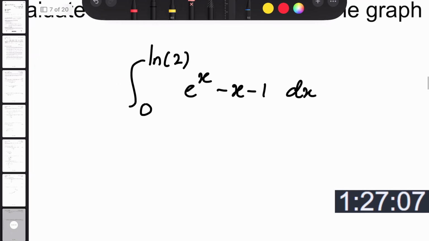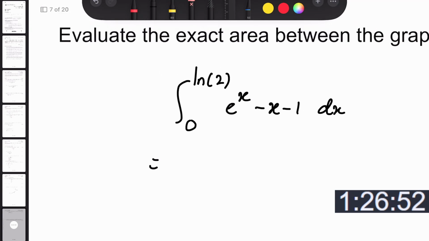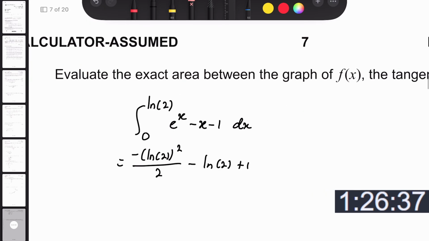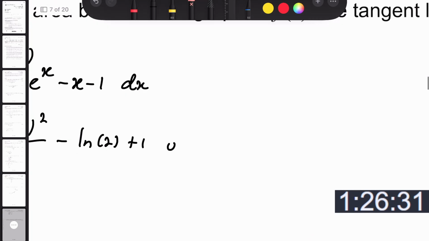The integral from 0 to ln of 2 of e to the x minus x minus 1 dx. And that's negative ln of 2 squared on 2 minus ln of 2 plus 1. Can I simplify that? Doesn't look like it. Yeah, I'll say units squared.